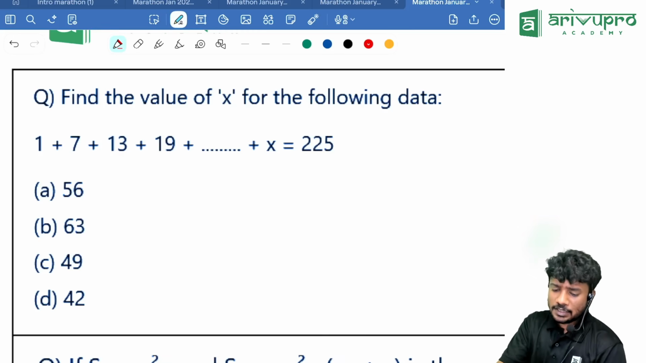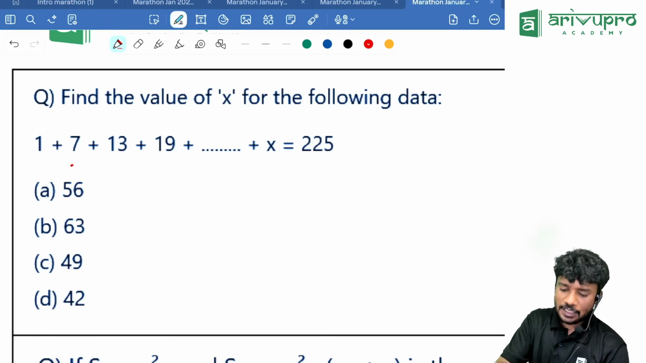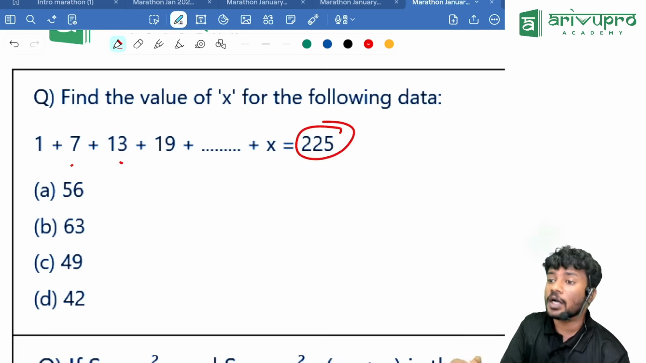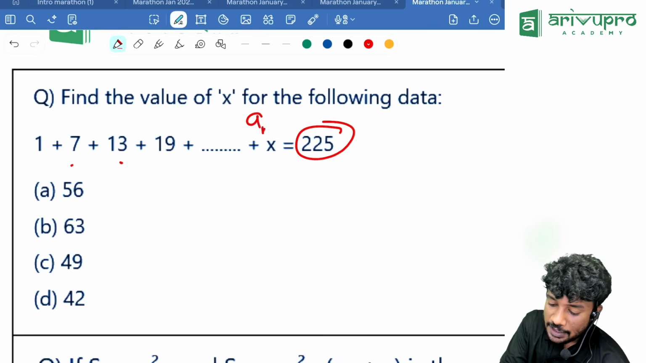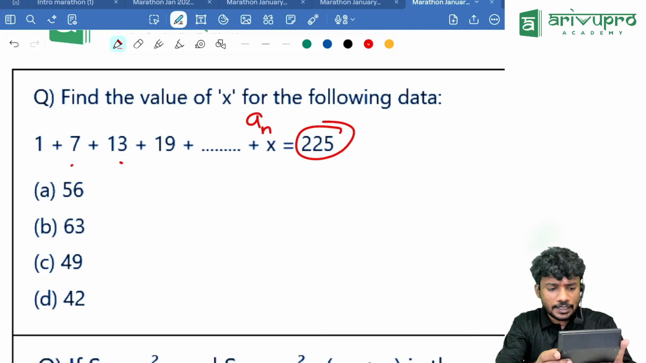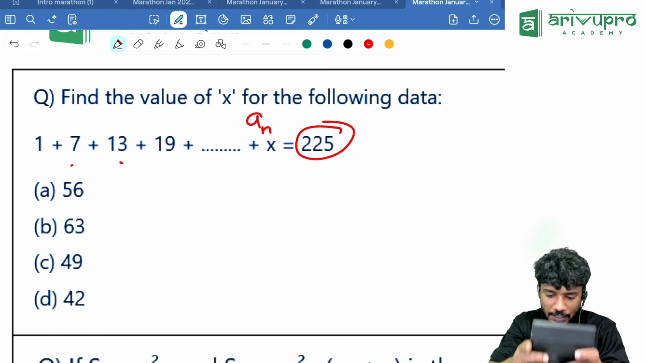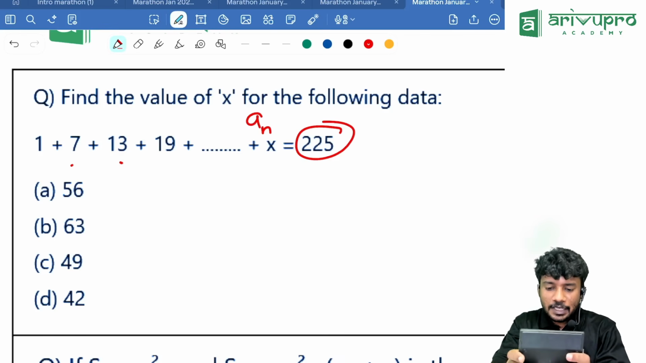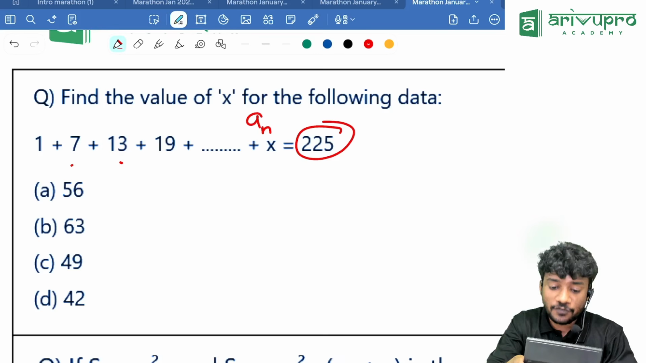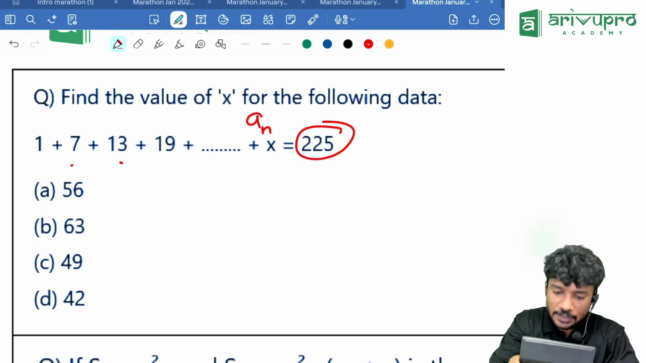What are they telling? The sum of 1, 7, 13, that means the sum of terms in an AP, is 225, and they are asking us to find the value of an. Take your calculator, everyone. Clear everything and type 1 plus 7 plus 13 plus 19 plus. What is the next number? Common difference is how much? 6. That means after 19, the next number is 25, plus 31 plus 37 plus 43 plus.